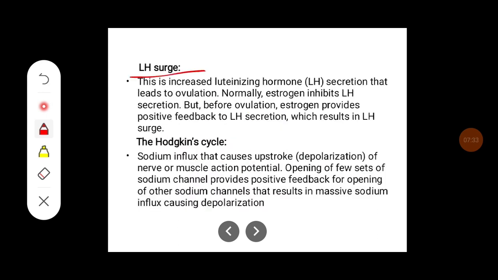Another example is the LH surge. So this is increased luteinizing hormone secretion that leads to ovulation. Normally estrogen inhibits LH secretion, but before ovulation, estrogen provides positive feedback to LH secretion, which results in the LH surge, and this is responsible for ovulation.